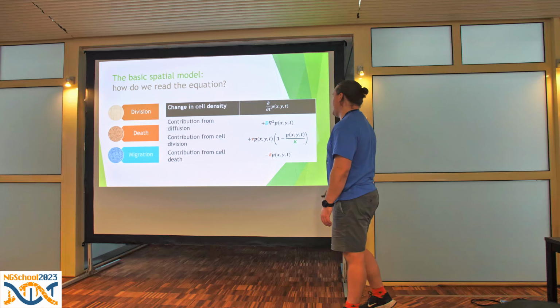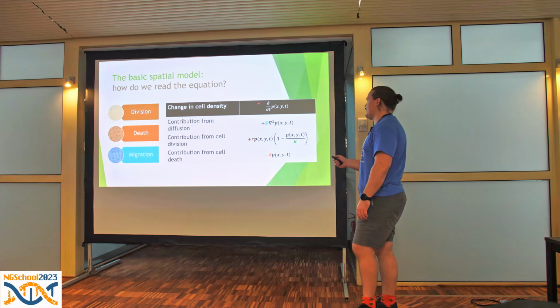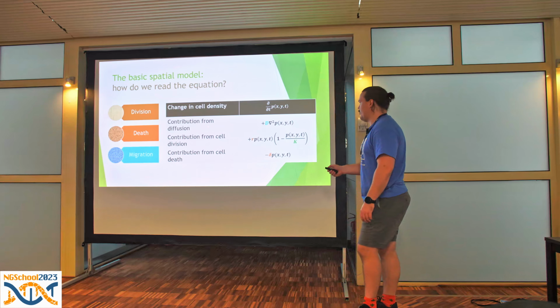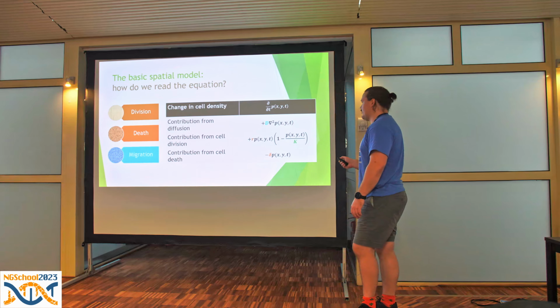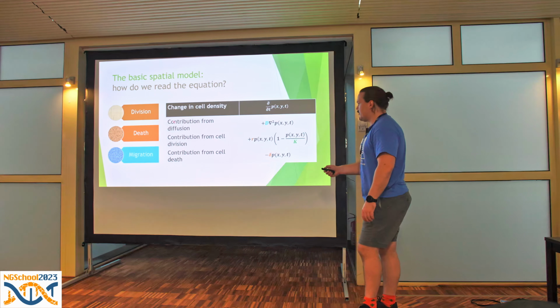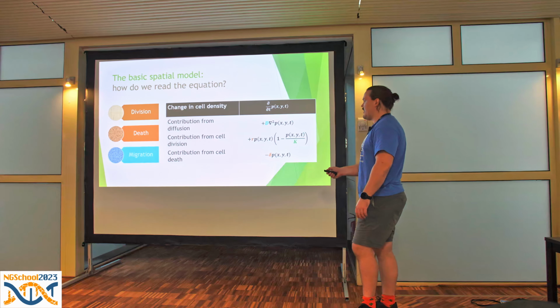I even made a table here. Change in cell density is this. Contribution from diffusion: how much does it contribute to change? This much. Contribution from cell division: how much does that contribute to change? This much. Contribution from cell death: how much does that contribute to change? This much.